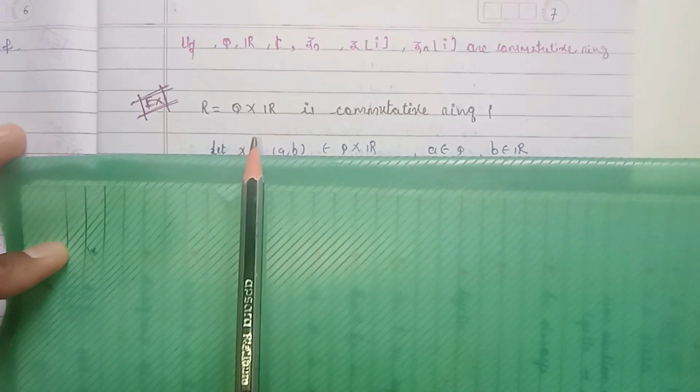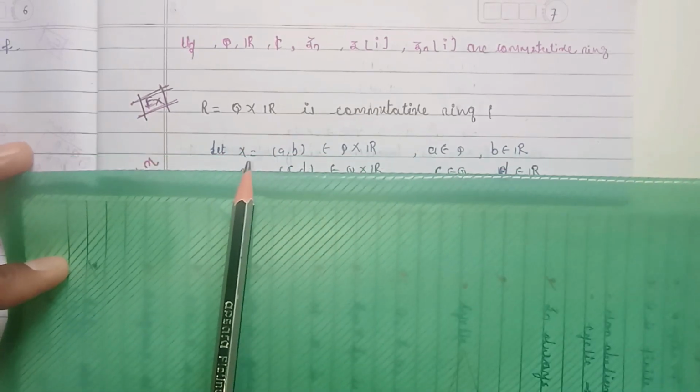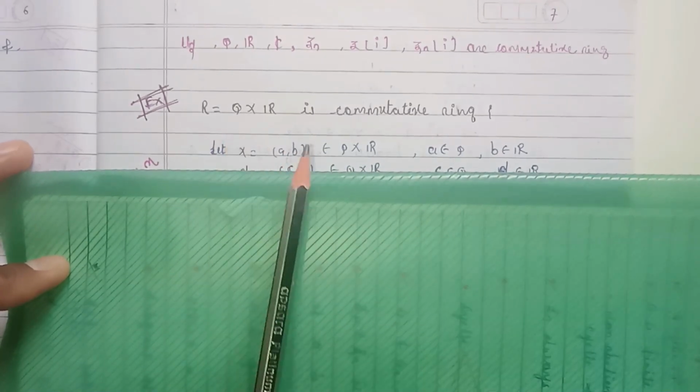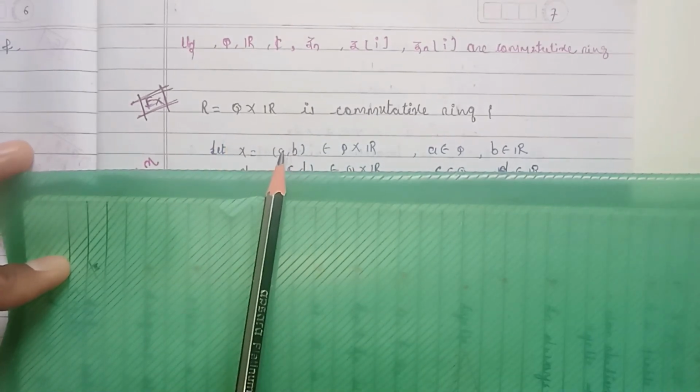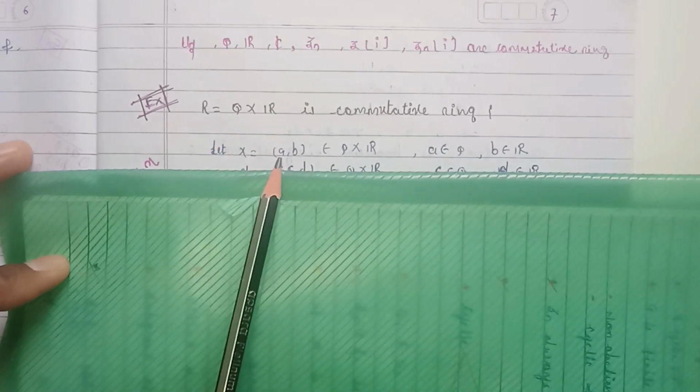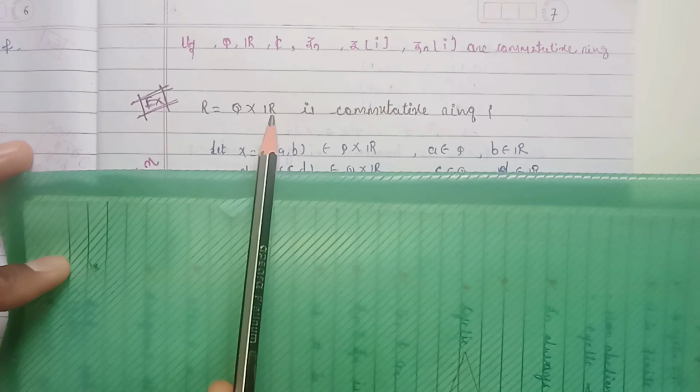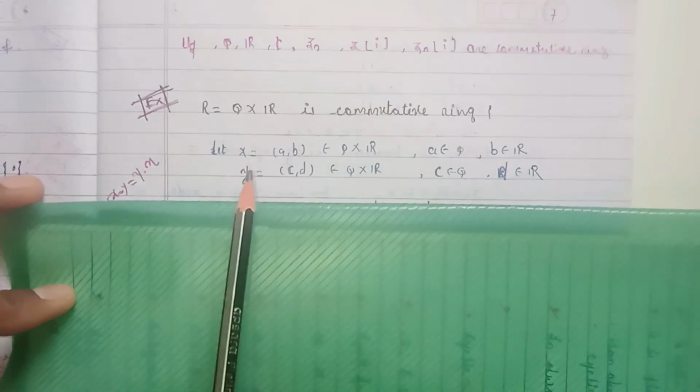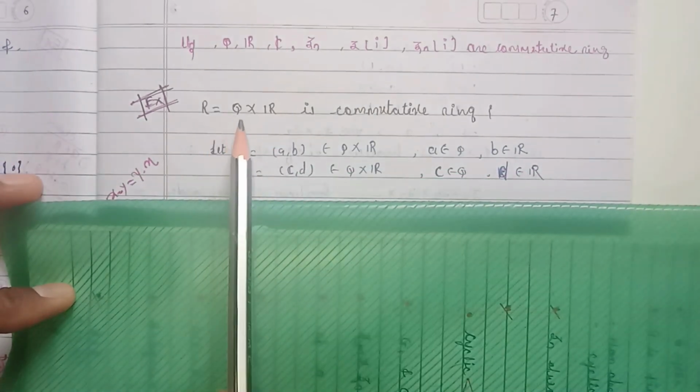For our solution I take the first element (A, B), with A from Q and B from R. It is an ordered pair because we have a cross product, so we always get ordered pairs. The second element is (C, D), with C from Q and D from R.